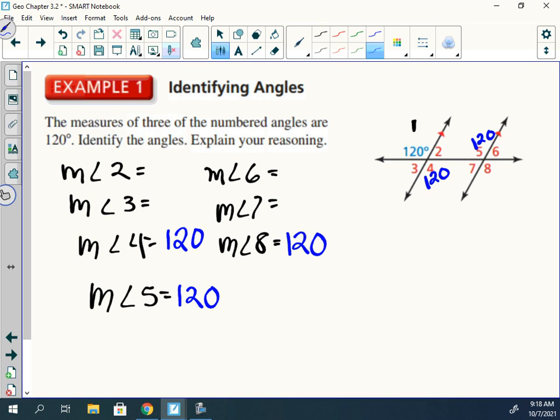Since we have 2 parallel lines cut by a transversal, the corresponding angles are congruent. But what can we say about 4 and 5? 4 and 5 are what? Not vertical. Alternate interior angles, because they're on opposite sides of the transversal in between the 2 lines. And alternate interior angles are congruent.